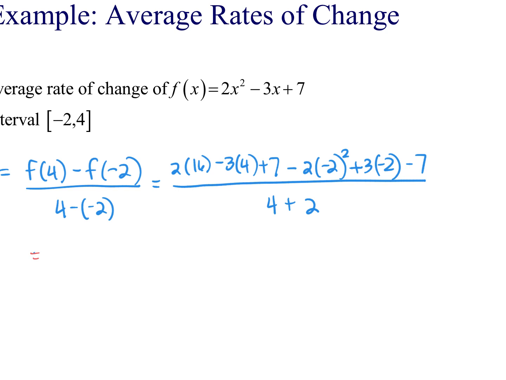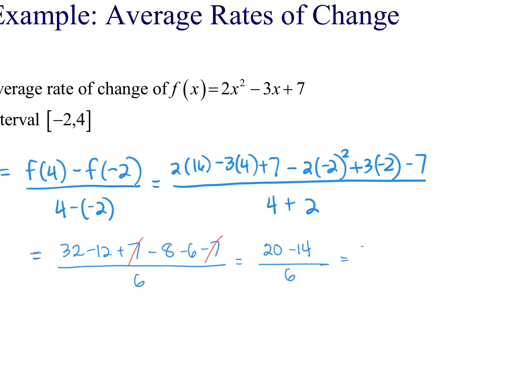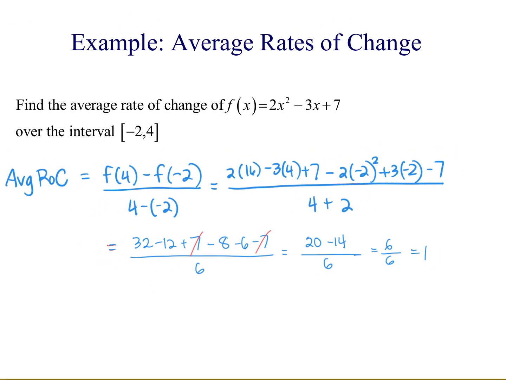So I'm going to have 32 minus 12 plus 7, minus 8 minus 6 minus 7, all over 6. So the minus 7 and the plus 7 cancel. Then we'll have 20 minus 14, which is 6 over 6, which is 1. So the average rate of change by definition is 1, just by doing math and subtraction. Again, this doesn't require calculus. So this is old stuff.